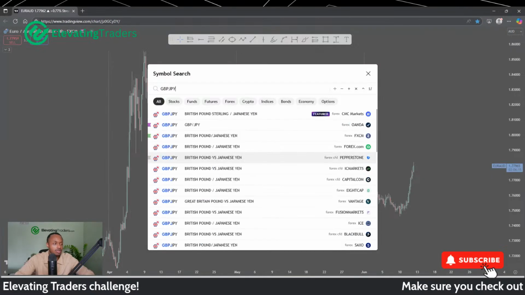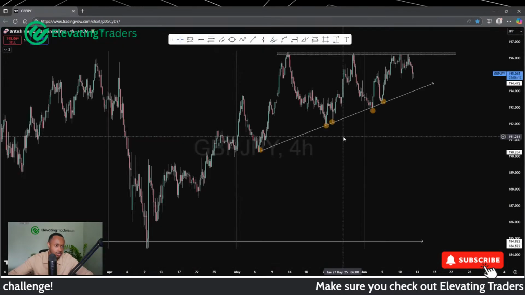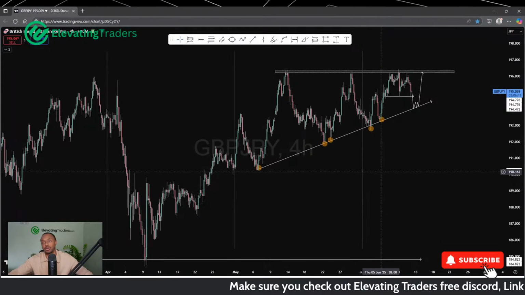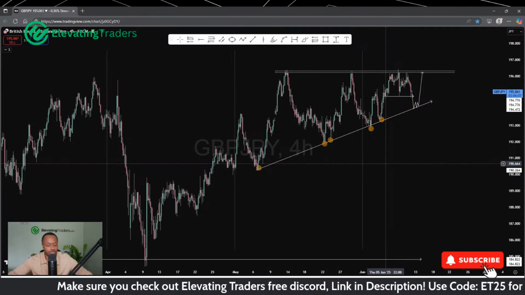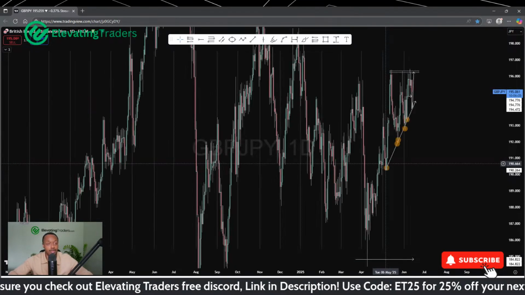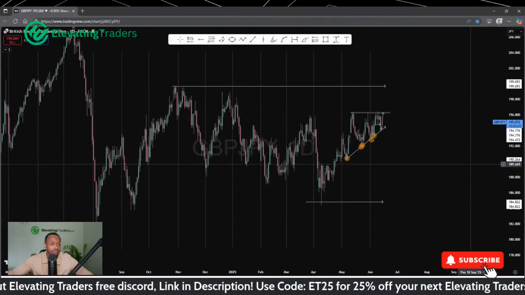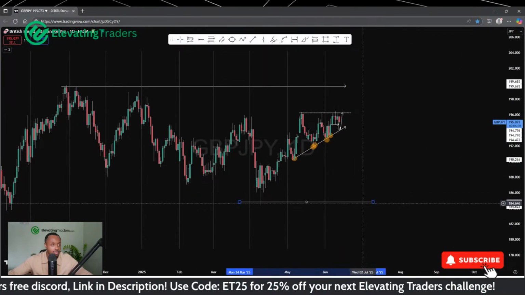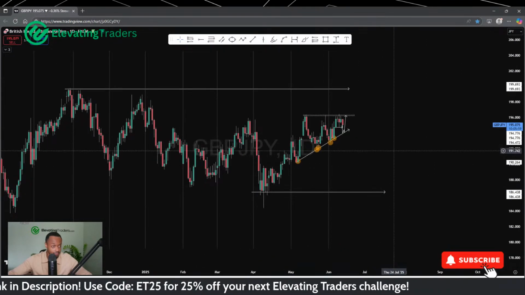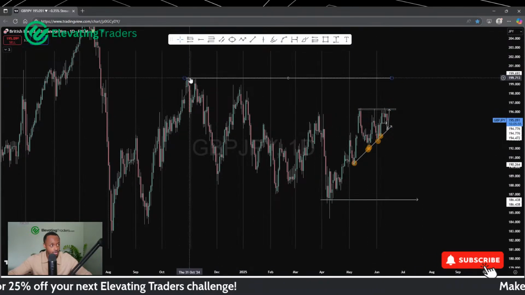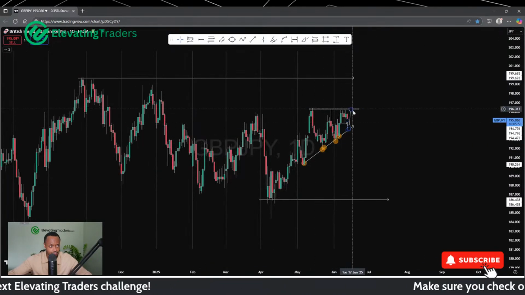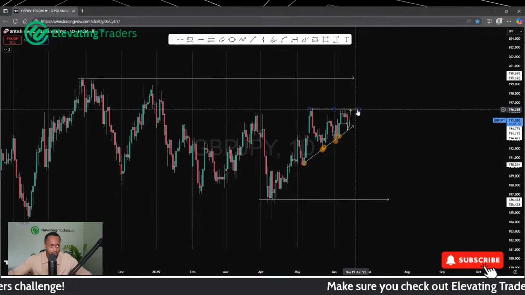So yeah, pound yen, I don't really have a set bias for this one because price is just squeezing between a trend line and resistance. So I'm just waiting for price to pick a direction. I've got targets to the upside and to the downside, so whichever way price moves, it's not a big deal. If we do break higher, I'm looking at a push back to the highs here, and I'll be looking for a break and retest above that level.